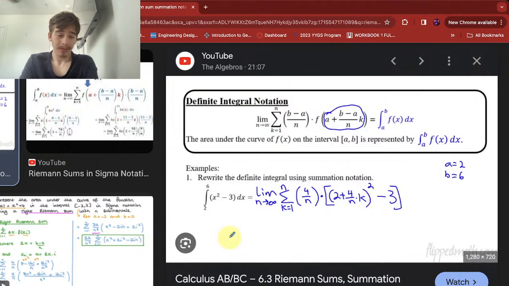So plug in a. Our a is 2, that's our lower bound. A plus delta x times k. k is whatever the Riemann sum is going through. It gets updated. Squared, that's what our f of x is. Minus 3. So it's only our x that changes.